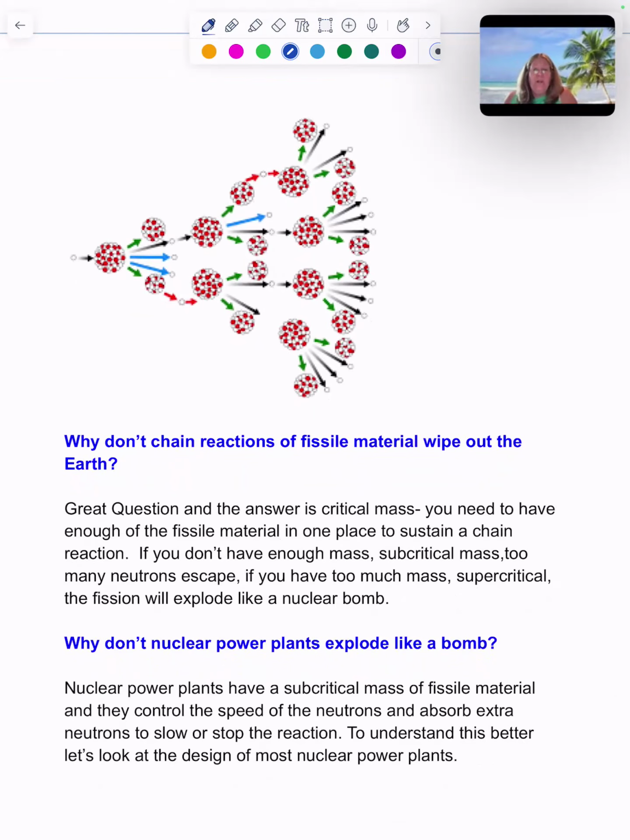They don't have, oops, I put subcritical, but it's really supercritical. Typo here. They don't have supercritical mass of fissile material. They actually don't have enough stored on site to take care of that. And nuclear power plants are designed in such a way that we control that speed of the neutrons and absorb extra neutrons. To better understand this, let's actually look at the design of most of the nuclear power plants in the US.